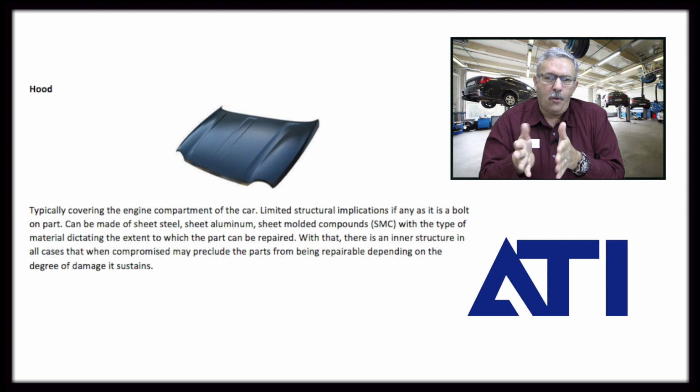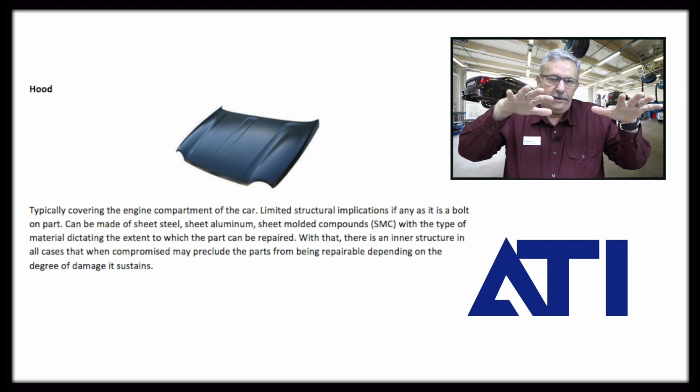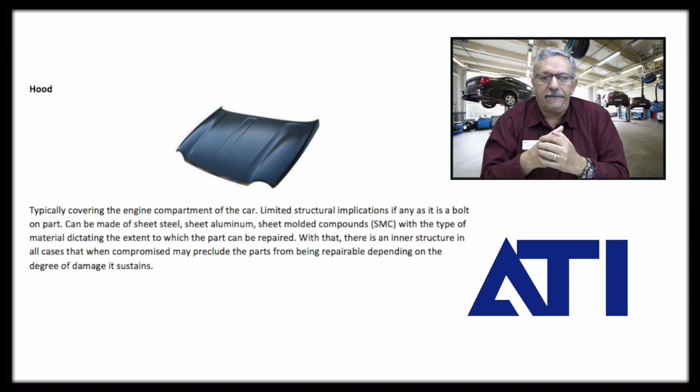Because the requirement on sheet molded compound is you have to do the back side of the repair and the front side of the repair. So it's a two-sided repair. If you cannot access the back side of that panel to do the repair, which essentially would mean I've got to remove all the interior bracing off of the hood, do the repair, then put it all back, it's just not cost effective.